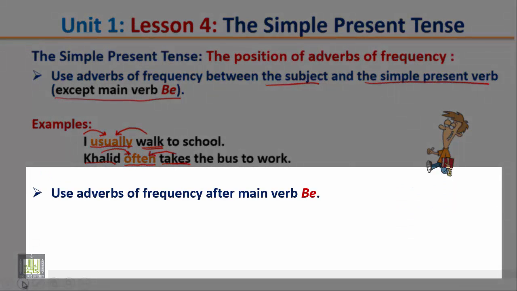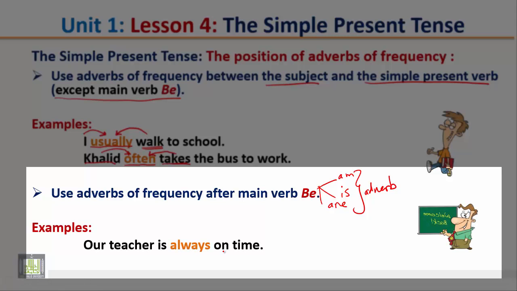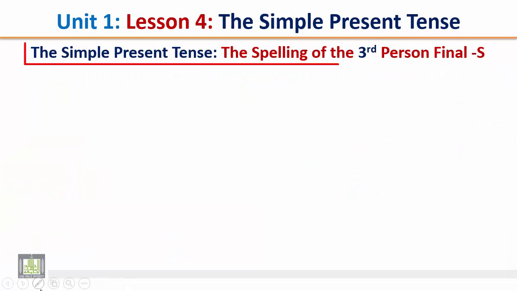Use adverbs of frequency after main verb be. After am or is or are, we put the adverb. Examples. Our teacher is always on time. Notice here that the adverb comes after the verb. We are never late. Notice also here, the adverb comes after the verb. The simple present tense, the spelling of the third person final S.